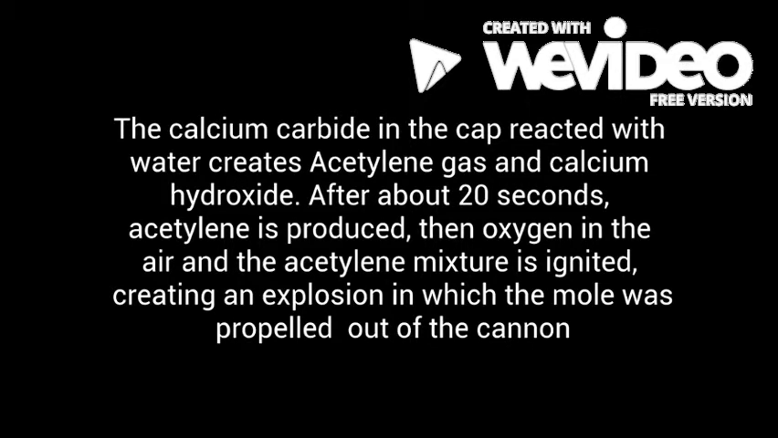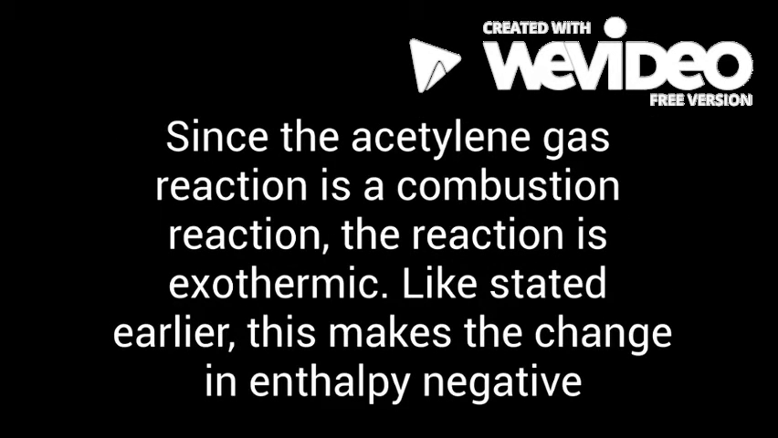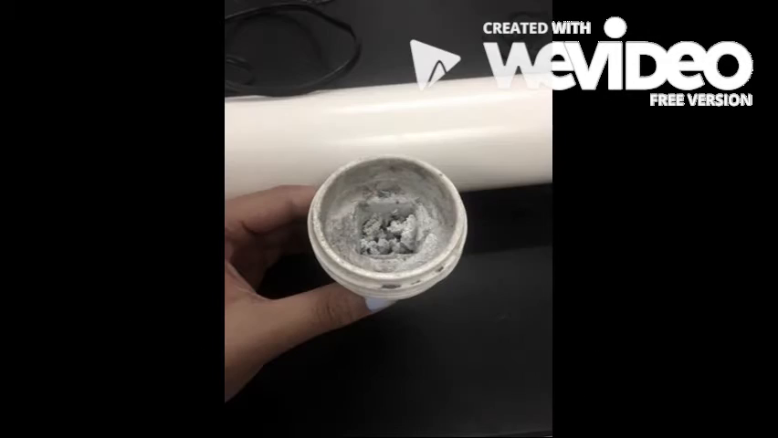After about 20 seconds, acetylene is produced, then the mixture of oxygen in the air and the acetylene is ignited, creating an explosion in which the mole was propelled out of the cannon. Since the acetylene gas reaction is a combustion reaction, the reaction is exothermic. Like stated earlier, this makes the change in enthalpy negative.